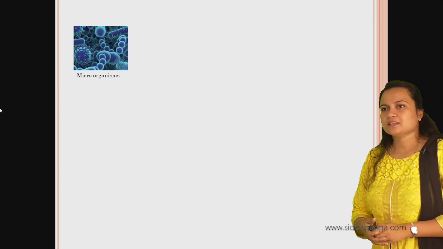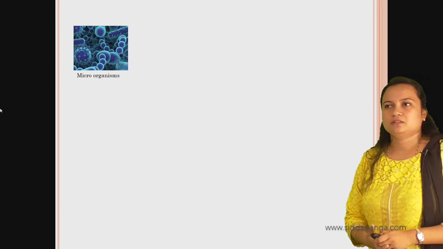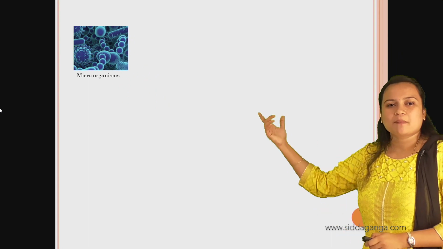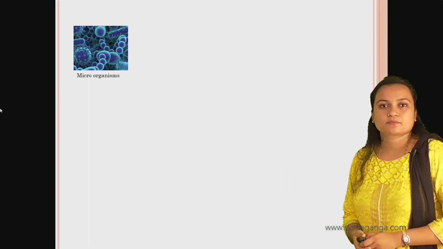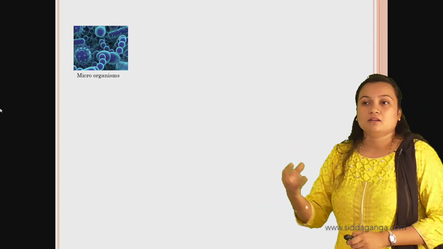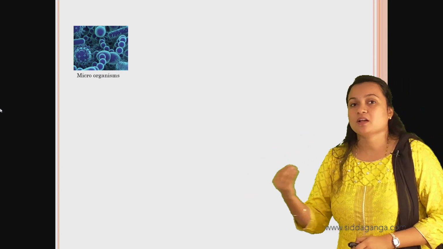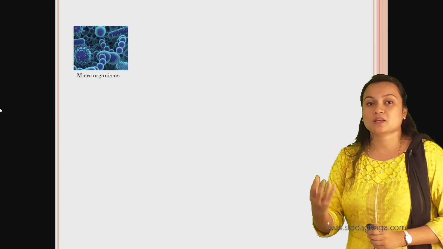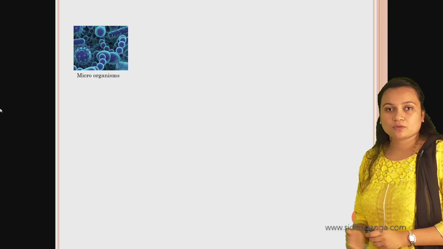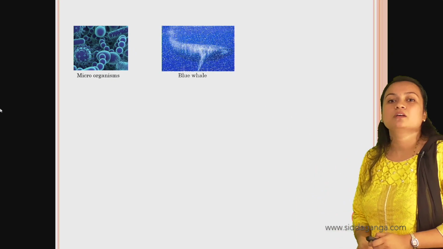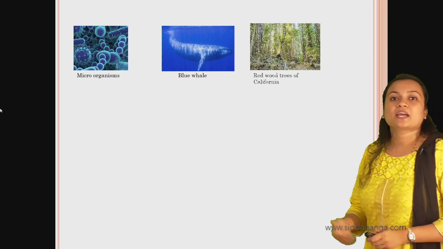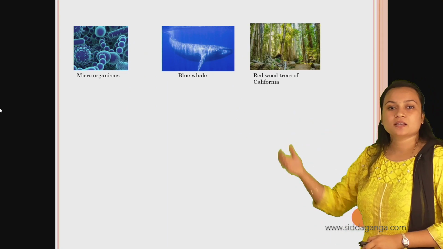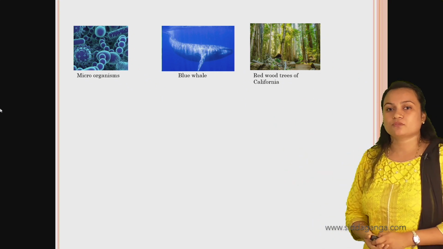Now think there are different types of living organisms on our planet. Comparing the microorganisms, right? There are microorganisms which are very small, the length is about micrometers. There are microorganisms which are very small, to organisms like the blue whale and the redwood trees of California. The blue whale and redwood trees of California.